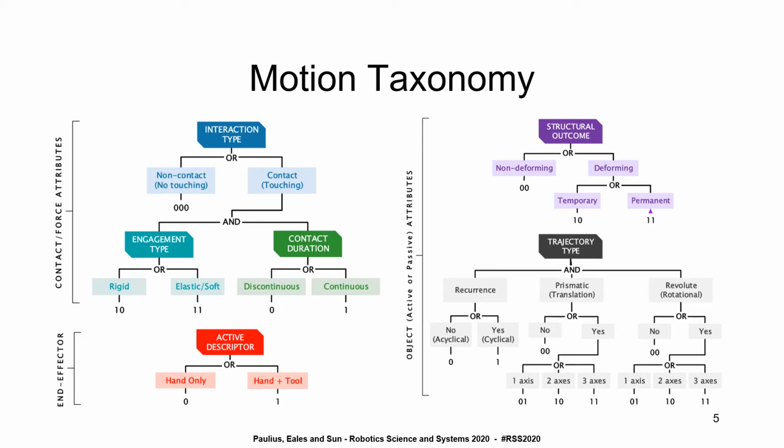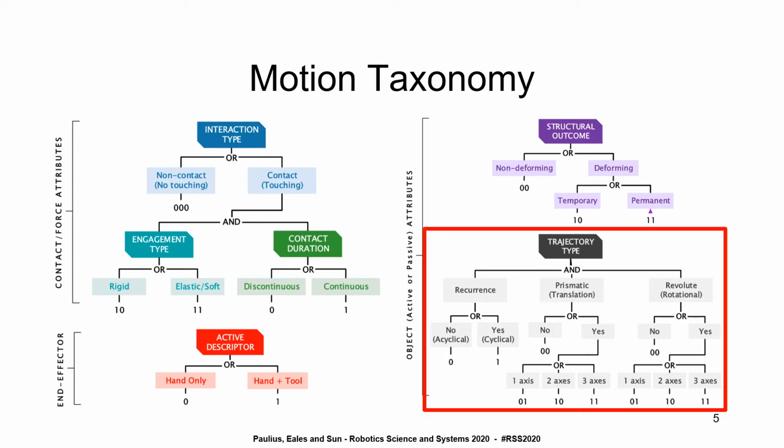We consider a manipulation to be any interaction between active and passive objects, and we can describe this interaction using attributes such as interaction type, which describes whether the active and passive objects make any contact with one another, and if they do, we can describe the type of contact through engagement type, and we can note the duration of contact that happens between these objects. In addition to that, we can also note the observed trajectory of the manipulated objects in action.